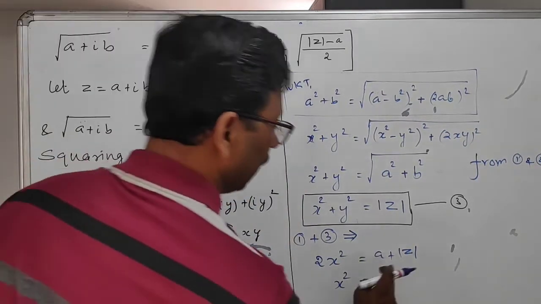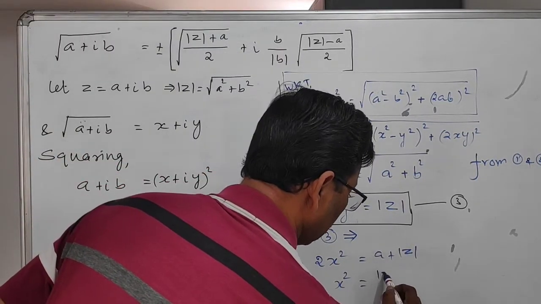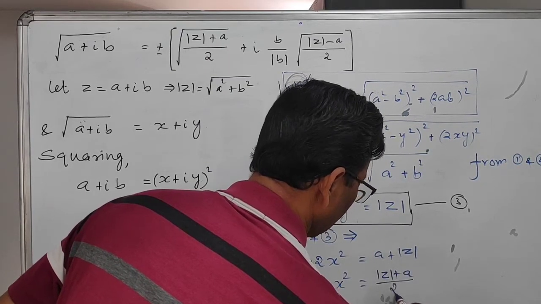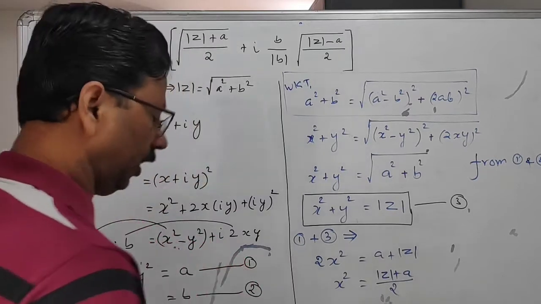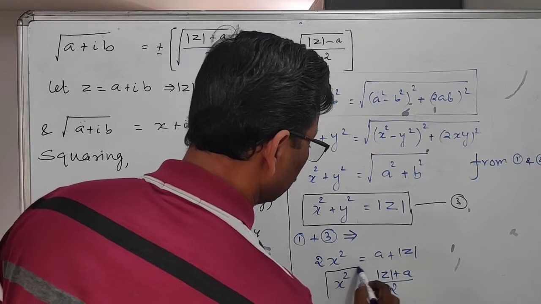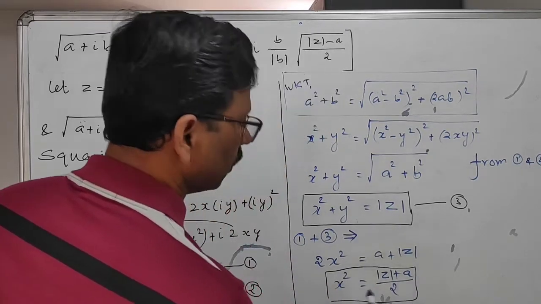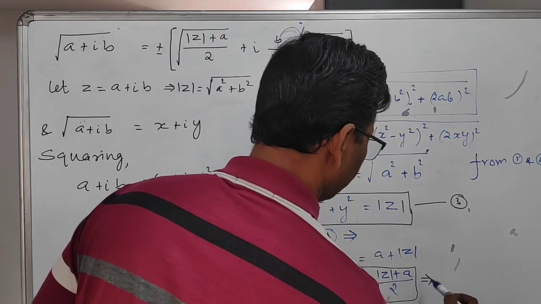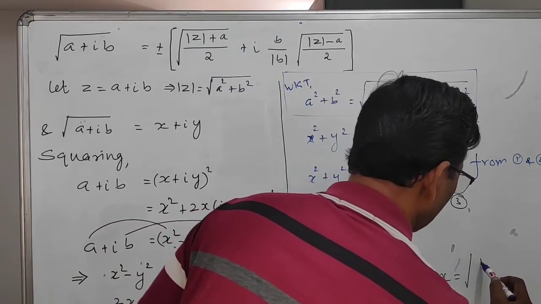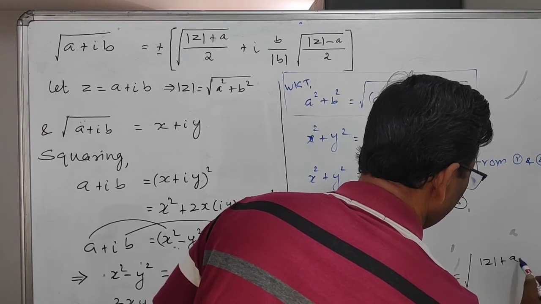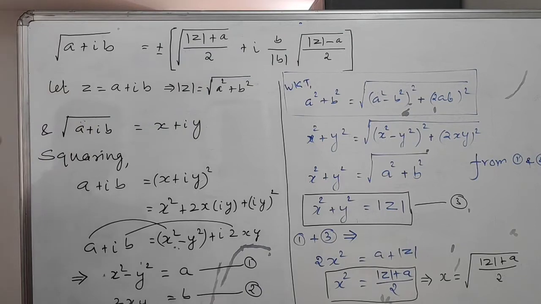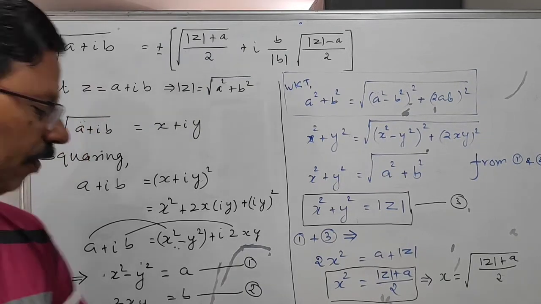From this, x square is equal to, for our convenience, modulus z plus a by 2. Now this is the x square value. From this, what is x? x is equal to root of modulus z plus a by 2. This is the x value. Likewise, you can find y square, then we can find the y value.